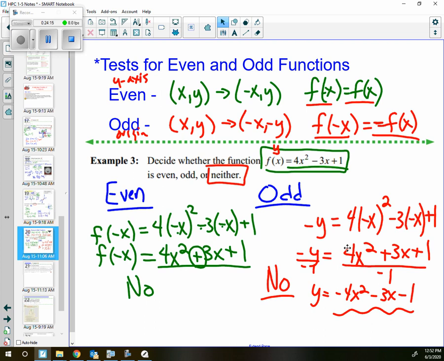To check for odd, the easiest way is to replace x, y with opposite of x, opposite of y to see if that point is on there. That's what it means to be odd. For even, we replace the ordered pair with opposite of x, y, just this y equals over here, to see if we get that same as the original. If we don't, it doesn't have that symmetry either. Let's take a look at the graph.